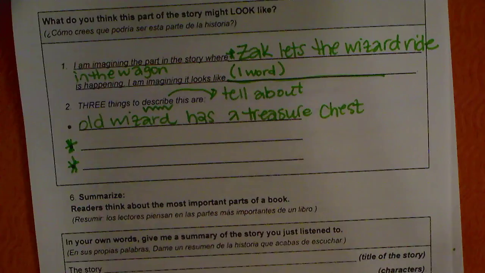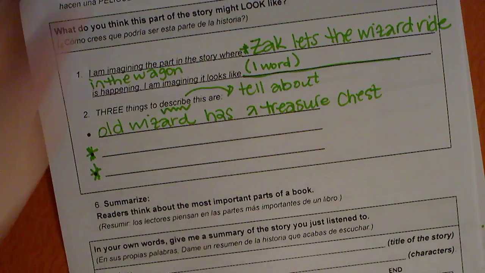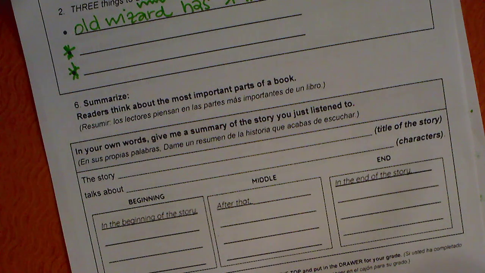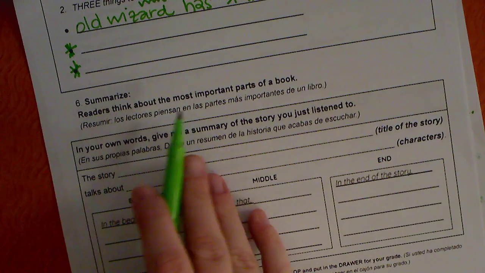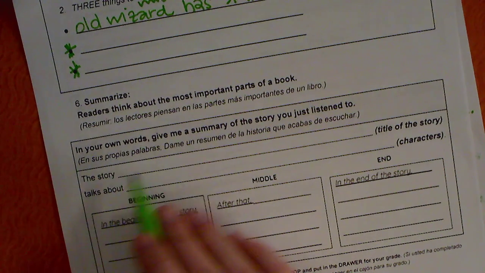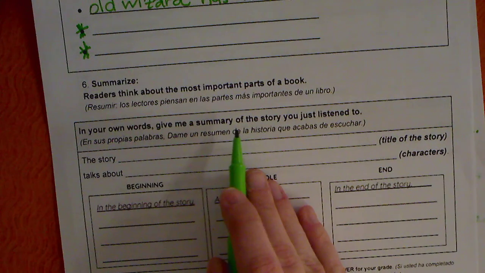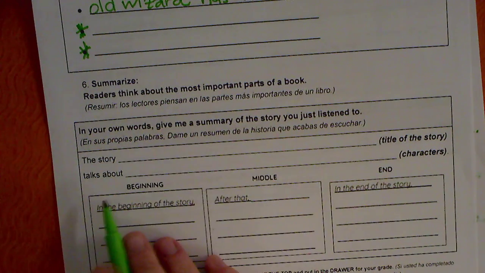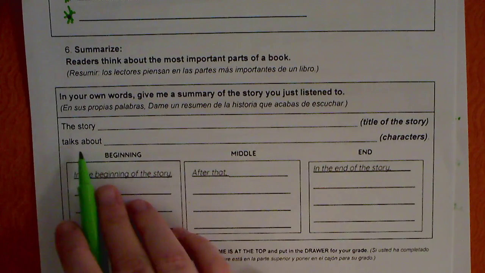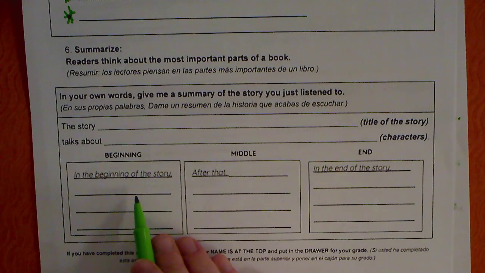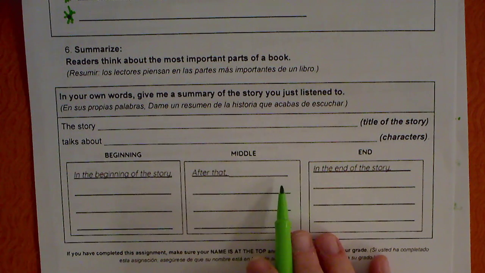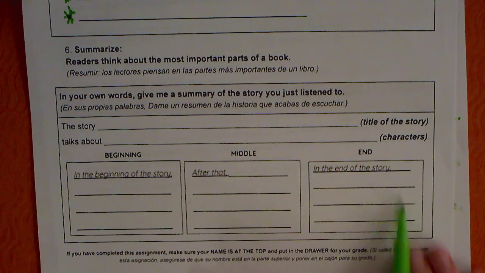Okay, so this book is kind of ending us on a cliffhanger. We would have to read the next book to see what happens next. So we're ready to go to our summarize section now. Readers, think about the most important parts of a book. In your own words, give me a summary of the story you just listened to. The story blank talks about blank. In the beginning of the story, blank. After that, blank. In the end of the story, blank.